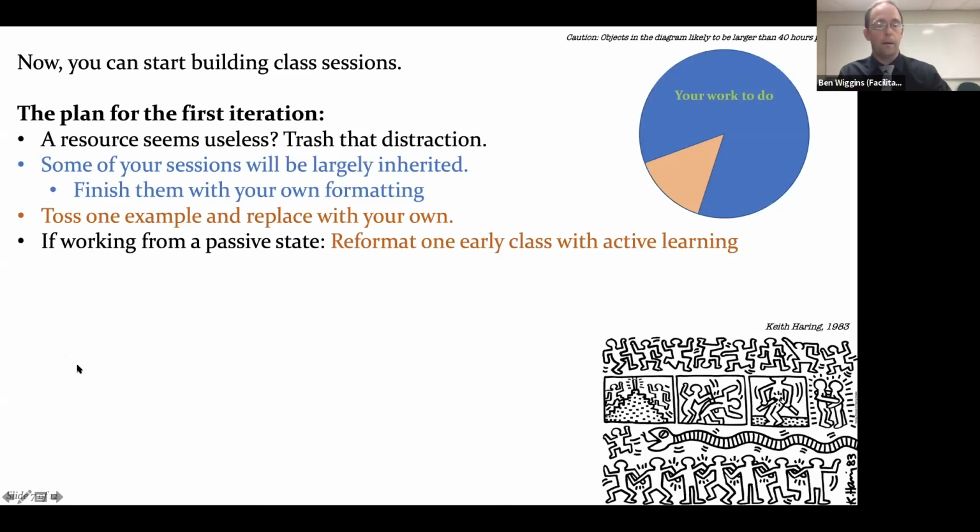If you're working from a passive state, if the class that you are inheriting is mostly just lecture, consider reformatting one early class, or a class in maybe the first couple of weeks, with at least a chunk of more active learning. That doesn't change your total design time, although it does shift a little more of the onus before the class instead of during the class when you're already in the heat of it. But what it really does for students is that the students in your first class will get a sense that active learning is on the table.